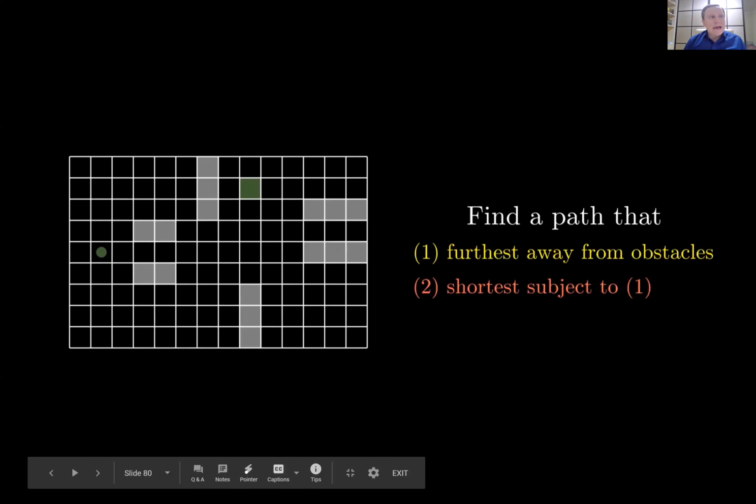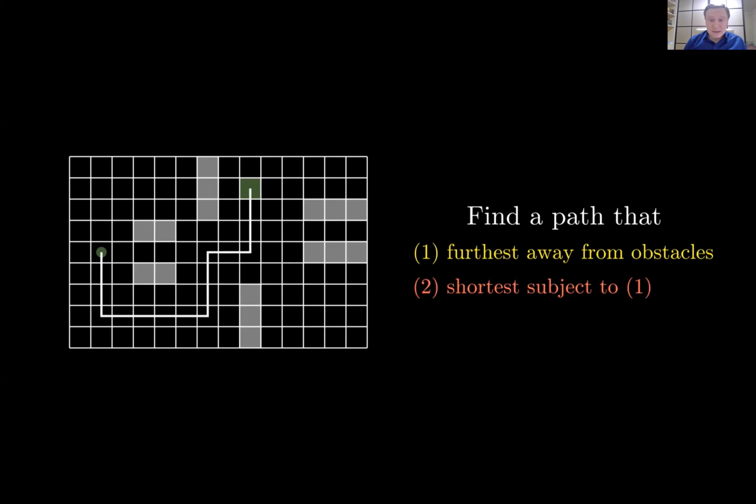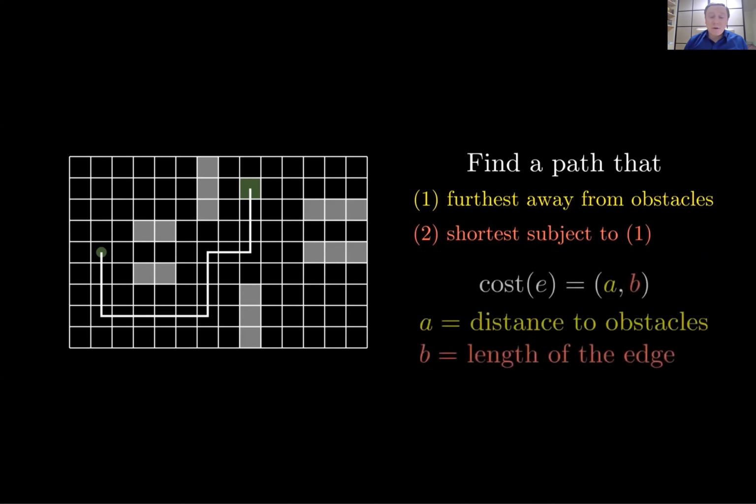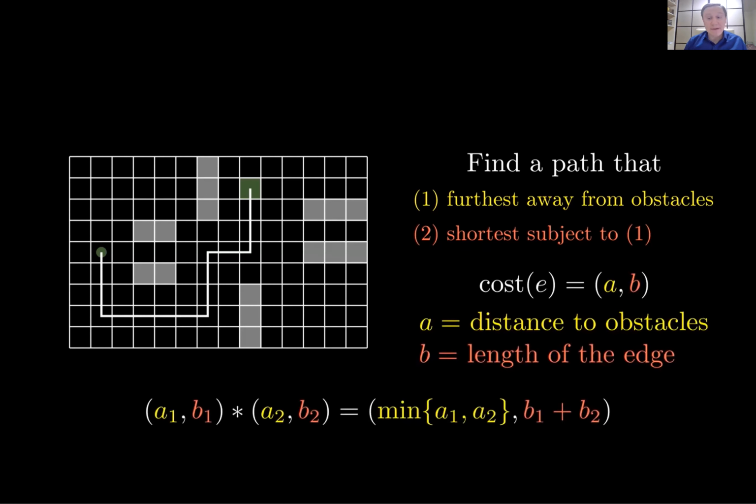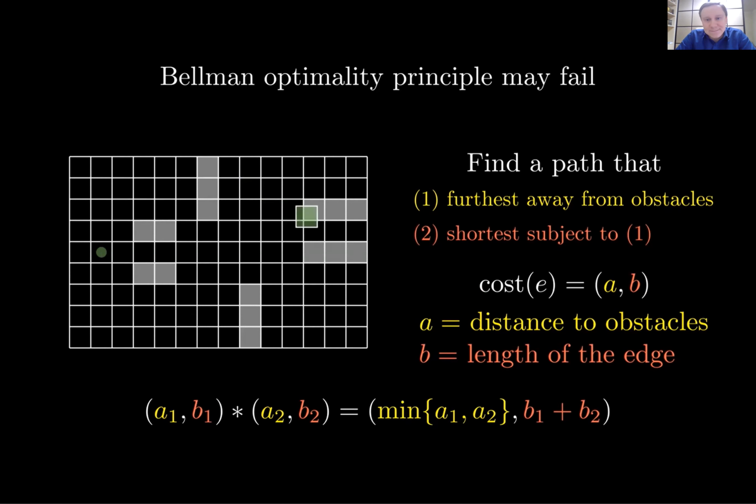For example, consider the task of finding a path that is furthest away from obstacles and is shortest subject to item 1. Cost of an edge would then be a pair of real numbers, a, b, where a is the distance from the edge to the obstacles and b is the length of the edge. And costs would be combined by taking the minimum of the first coordinates and summing the second. Objectives of this sort appear naturally in the framework of minimal violation planning, for example, and represent hierarchical objectives pursued by autonomous vehicles, such as find the shortest path subject to clearance requirements.